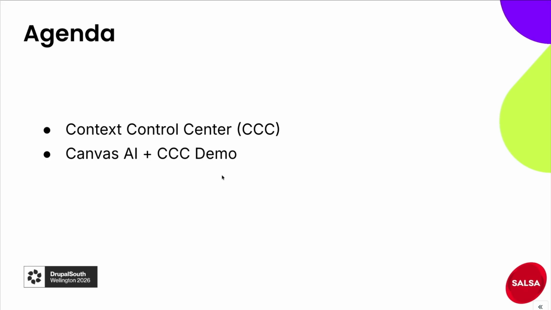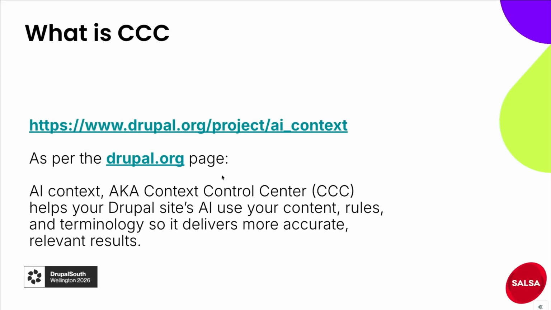So I have split my session into two parts. In the first part, I'll be talking about the Context Control Center, the CCC: the what, the why, and about the module and how it works. And the second part is the more exciting part, the demo, where I'll be walking through a typical page building exercise using Canvas AI and how adding context can improve the output iteratively. So let's start with what's CCC.